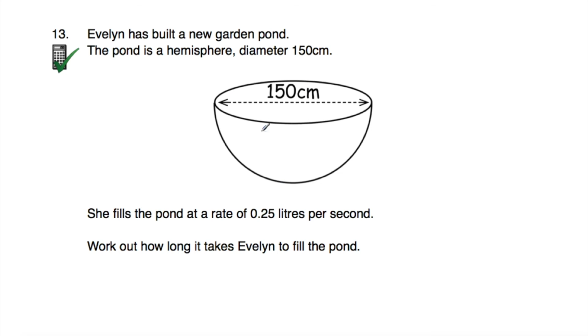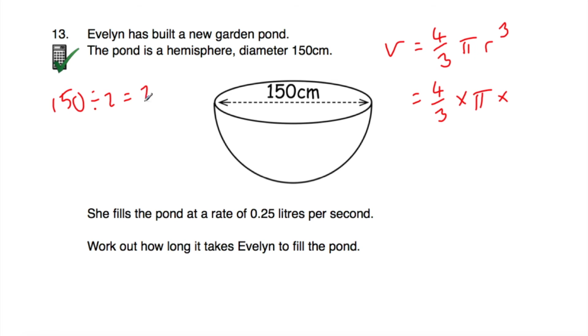Okay, so let's find the volume of the pond to begin with. So let's find the volume of this hemisphere. So let's find the volume of the whole sphere. So 4/3 pi r cubed. So that's the volume of a whole sphere. So it's going to be 4/3 multiplied by pi, multiplied by the radius of the sphere. So the whole sphere, the radius will be 75 centimeters, half of 150. So 150 divided by 2 is equal to 75.